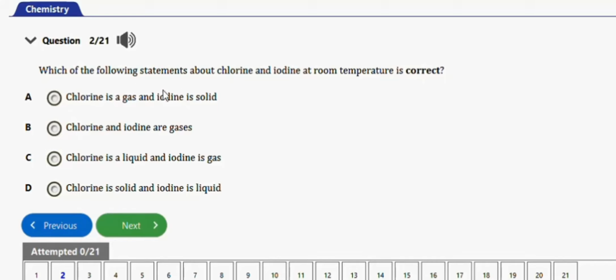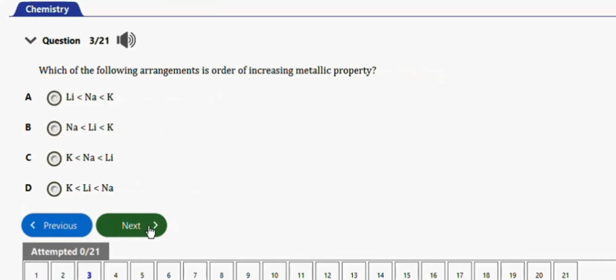It says, which of the following statements about chlorine and iodine at room temperature is correct? Chlorine is gas and iodine is solid. Yes, this is the right answer. It's not option B, it's not option C, it's not option D. So the right one is option A. Chlorine is gas and iodine is solid. That's it for this question. The next repeated question will be this one.